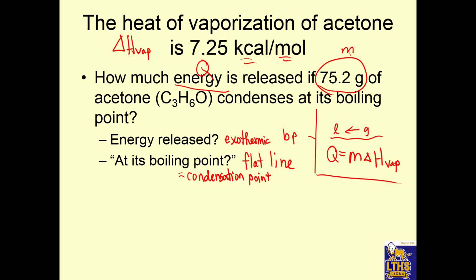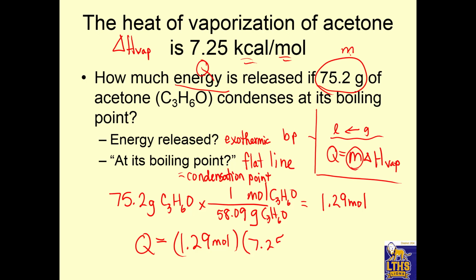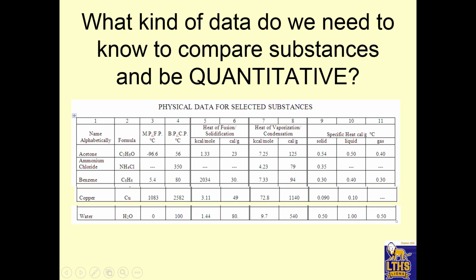Okay, so we have to do this, but then instead of doing mass, we have to change 75.2 grams of C3H6O to moles in order to use the conversion factor. And so if you add that up from the periodic table, you get 58.09 grams for one mole of C3H6O, and you find out that you get 1.29 moles, right? And now I can figure out Q is going to be the moles, 1.29 moles, and 7.25 kilocalories for every mole. All right, goodbye moles. And the answer is 9.35. Okay.